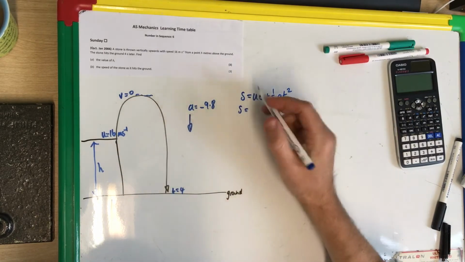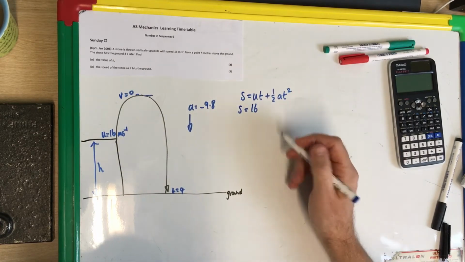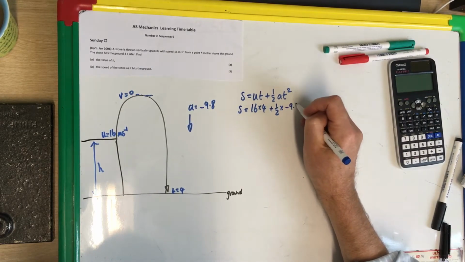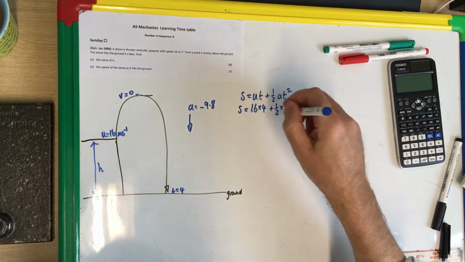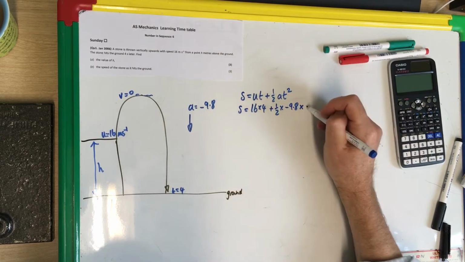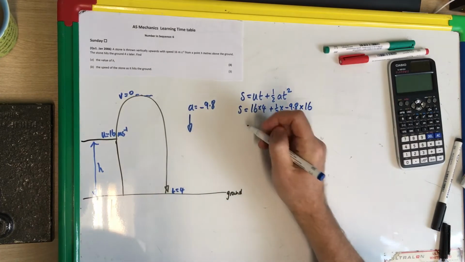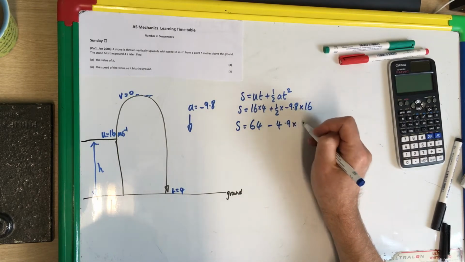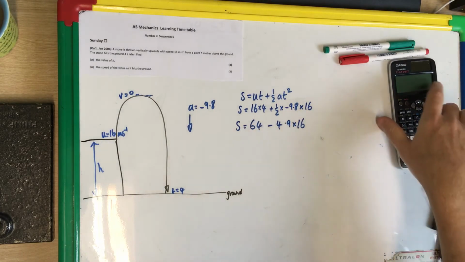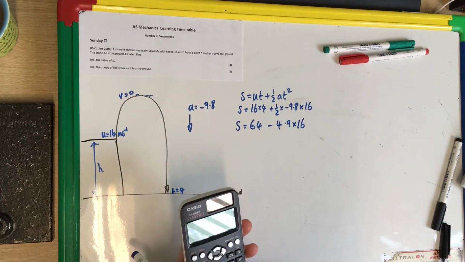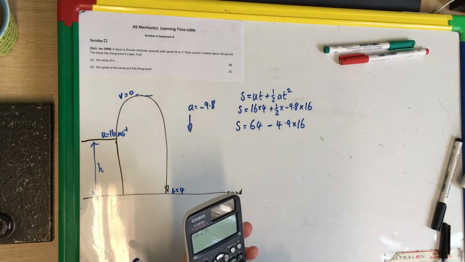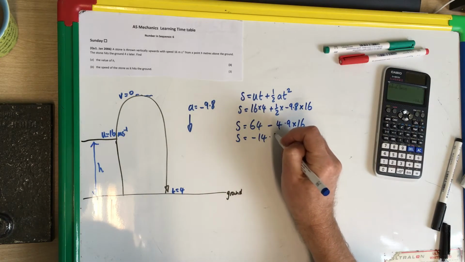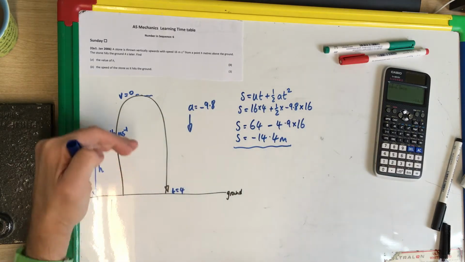So S is equal to UT. The initial velocity was 16 and it travelled for 4 seconds, plus a half times -9.8, and you've seen me do these before where I just straight away combine all that and put -4.9 t squared, and t squared is 4 squared, so I'm just going to put 16. So normally I would put that in, -4.9 times 16. So switch my calculator on. 64 minus 4.9 times 16 is equal to -14.4. So S is -14.4 metres. That's how far it is below the horizontal.